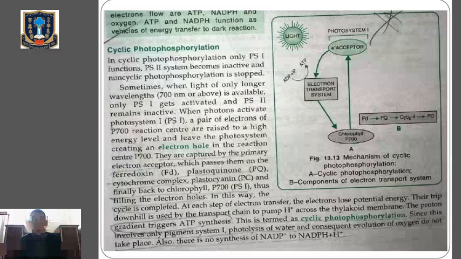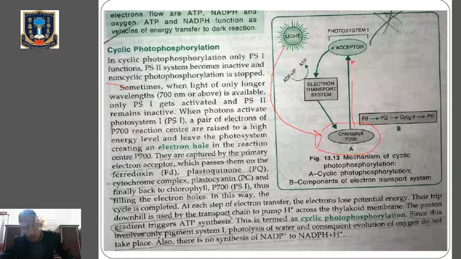Also, there is no synthesis of NADPH in the case of cyclic photophosphorylation, because what is happening is that the reaction center of PS1, look over here, will receive light of wavelength 700 nanometer, and on that the electrons will become excited. Electrons will leave the reaction center and will be accepted by the electron acceptor.